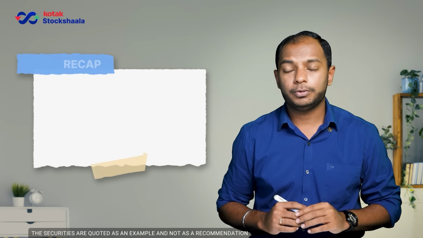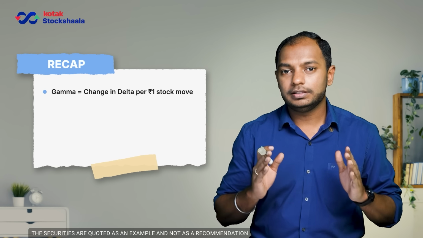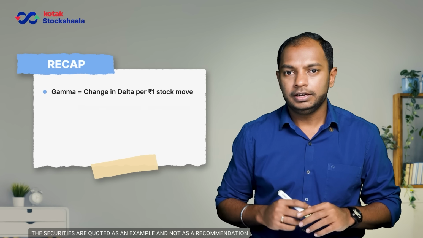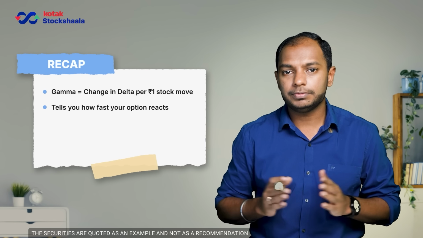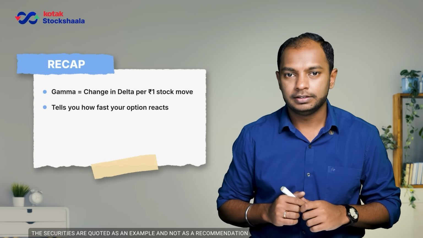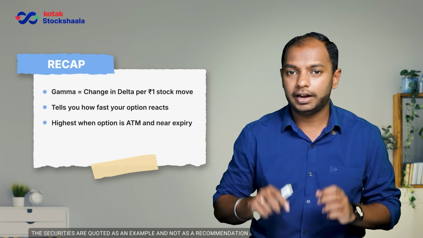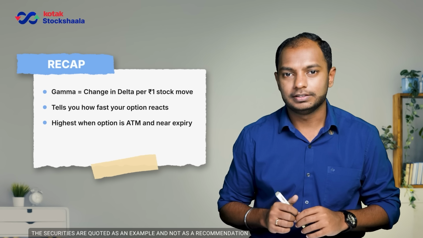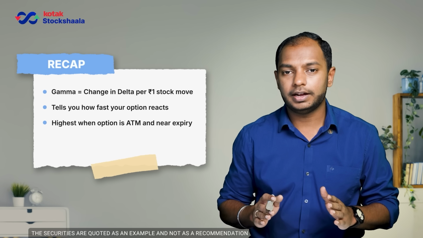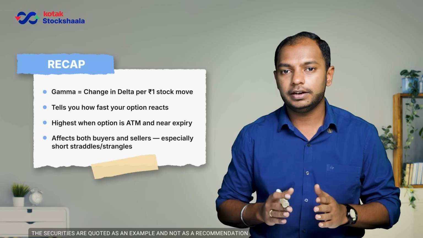Let's do a quick recap of what we have learned so far. We understood that gamma is basically the rate of change of delta. It shows you how fast your premium is going to react to every movement in the underlying asset. We also learned that gamma is highest at the money and when it is near expiry. And finally, we also learned that gamma affects both buyers as well as sellers if they are trading at the money options during expiries.